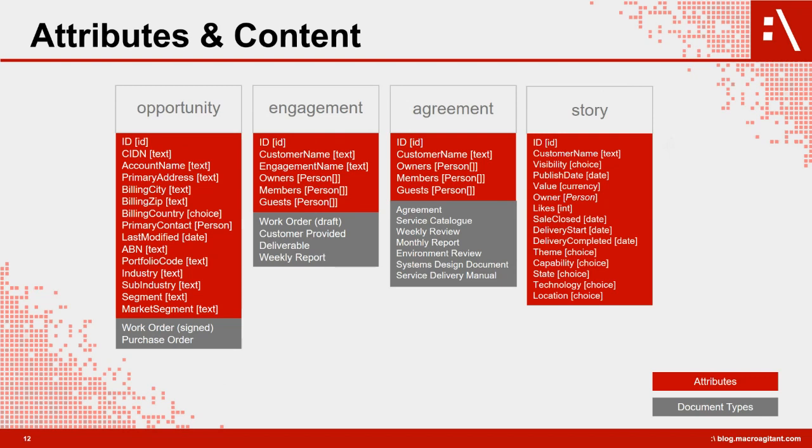What we see here is the same attributes popping up in disparate systems. So these 4 entities represent the 4 systems into which content can go. We've segregated it by attributes and by document types, but you can see things like ID and customer name pop up quite often. And what are the implications if that information is inconsistent in those 4 systems? Each system had its own concept of an ID as well. Those IDs don't actually mean the same thing. Each system had its own way of uniquely identifying an opportunity, an engagement, an agreement, or a story.